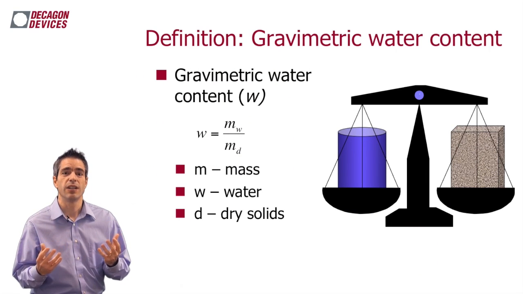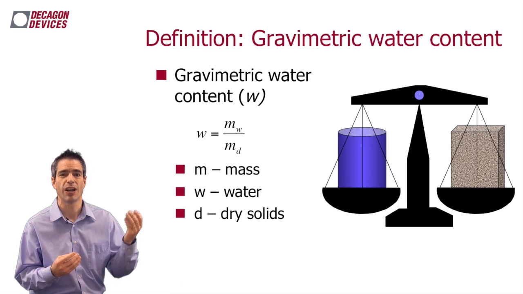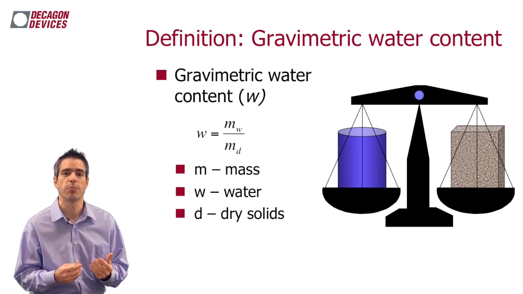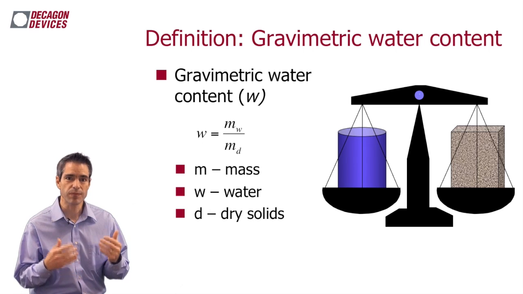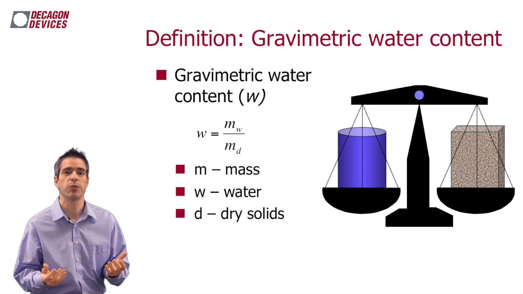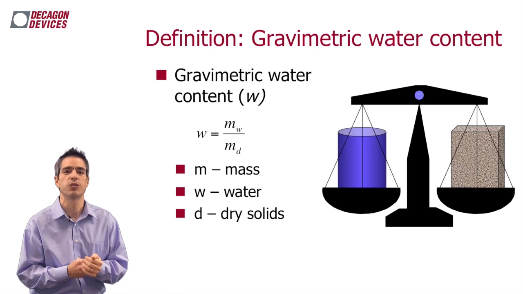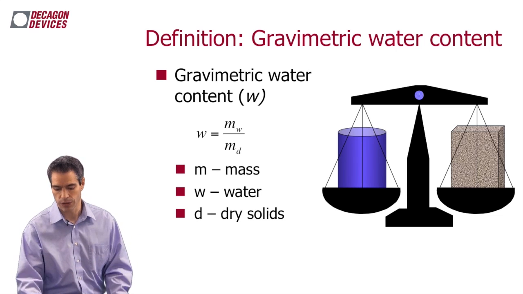Now, if we then consider gravimetric water content, gravimetric water content is given by the mass of water divided by the mass of dry solids. I've just shown this here as the balance between that water weight and the dry weight of those materials. This is our gravimetric water content. And we are familiar with this one because it is really the easiest thing to measure in the lab.